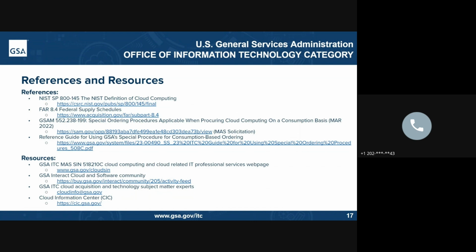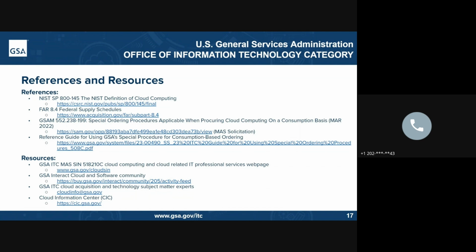FAR 8.4, federal supply schedules, is where you'll find the rules around federal supply schedules, how to order, how to use them. The GSAM 552.238-199 is available in the MAS solicitation. This is where you can view the entire language of the clause and all the additional details within the acquisition language.